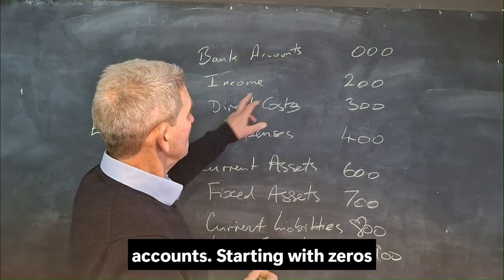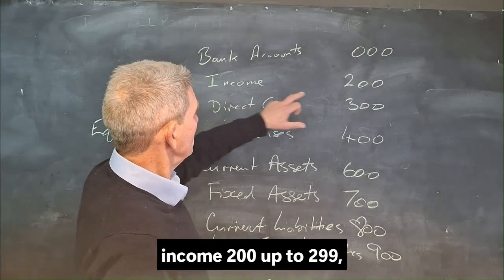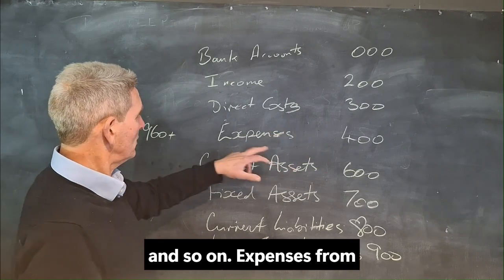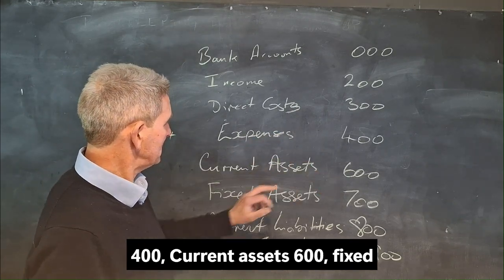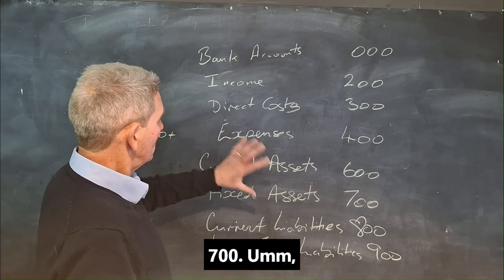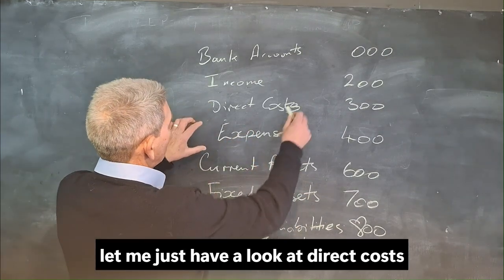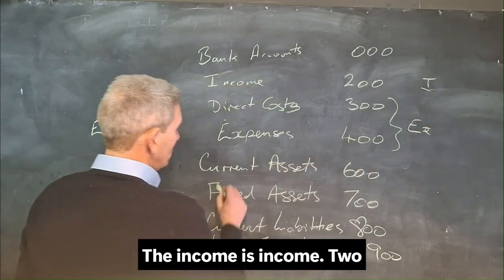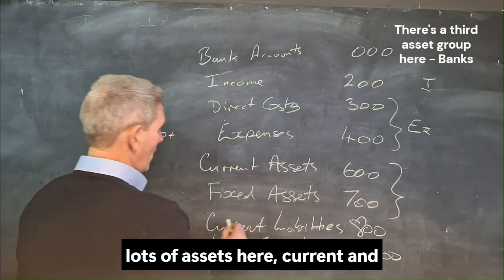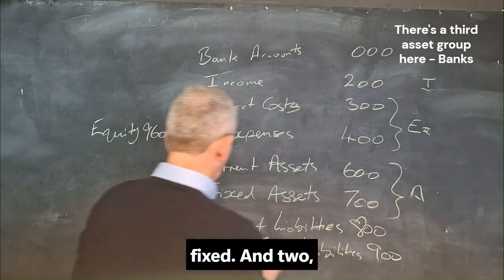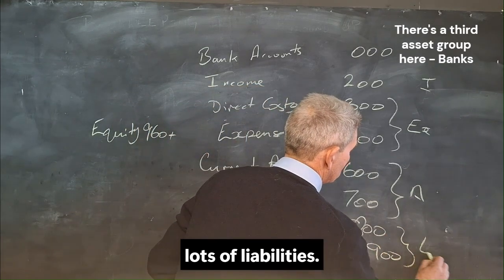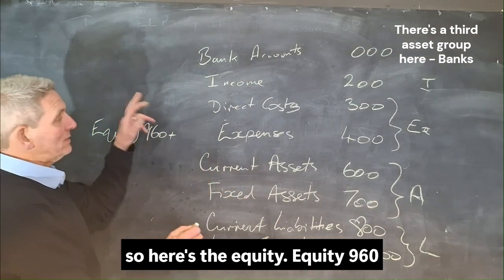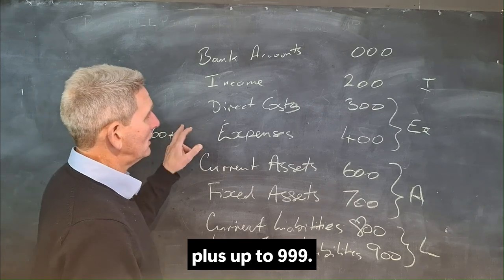So bank accounts starting with zeros, income 200 up to 299, direct costs 300 up to 399, and so on. Expenses from 400, current assets 600, fixed 700. Let me just have a look. Direct costs and expenses, these are both expenses. Income is income. 2 lots of assets here, current and fixed. And 2 lots of liabilities. I ran out of room, so here's the equity. Equity 960 up to 999.